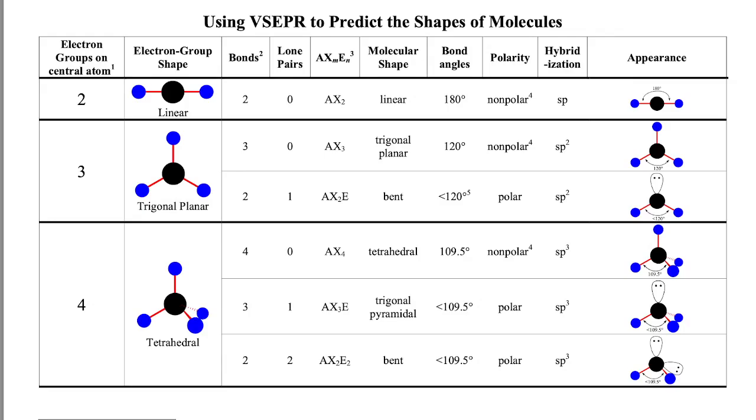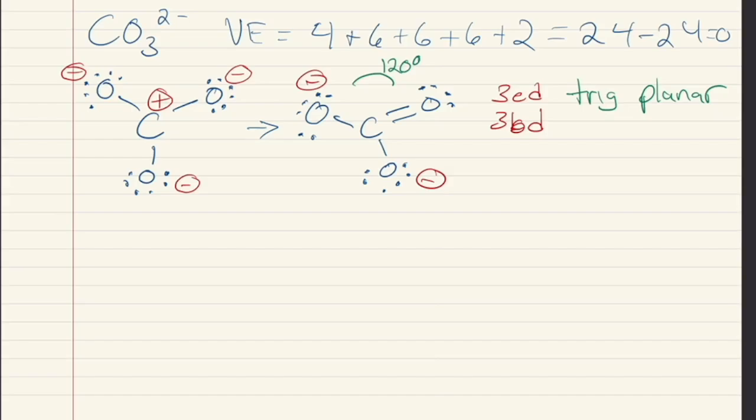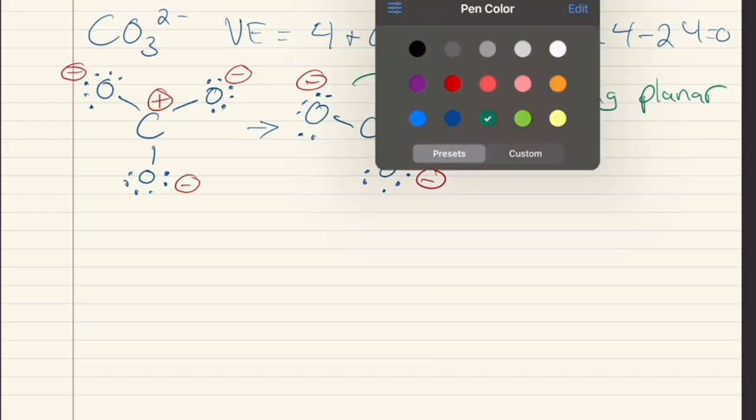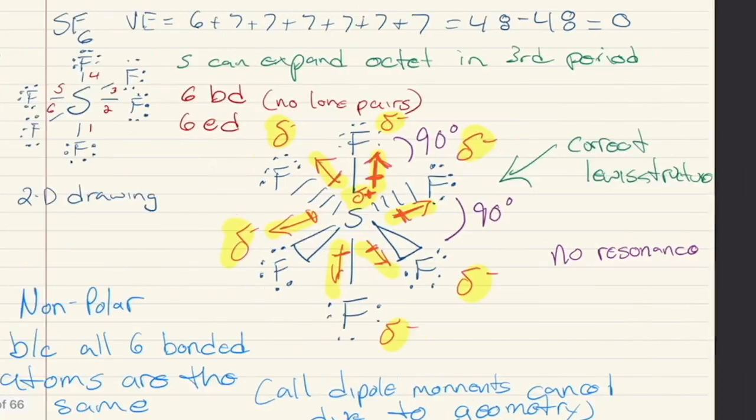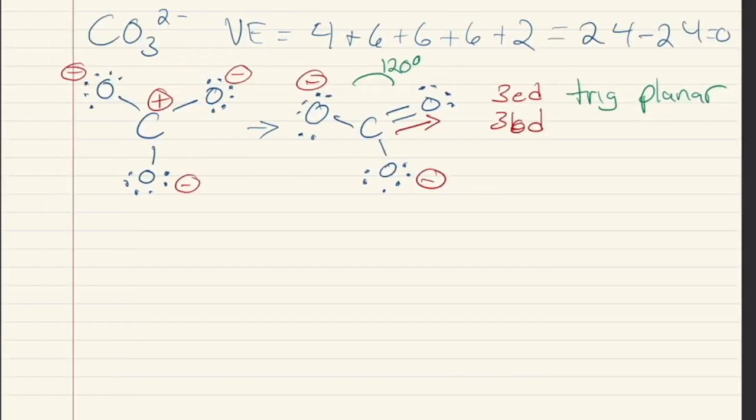That will also give us bond angles of 120 degrees, and based upon the nature of the 3 atoms connected to this particular central carbon, we do have a dipole moment towards each of these oxygens. However, due to the angles and due to the geometry of this molecule, this is nonpolar. So we have polar bonds, but still a nonpolar molecule.